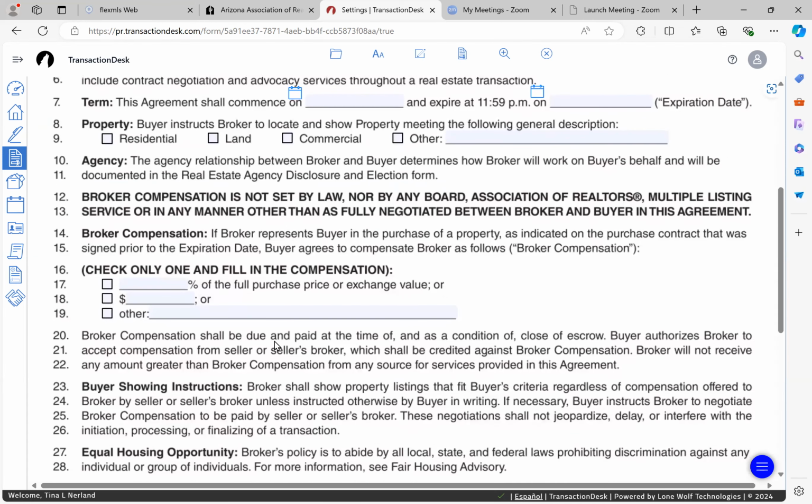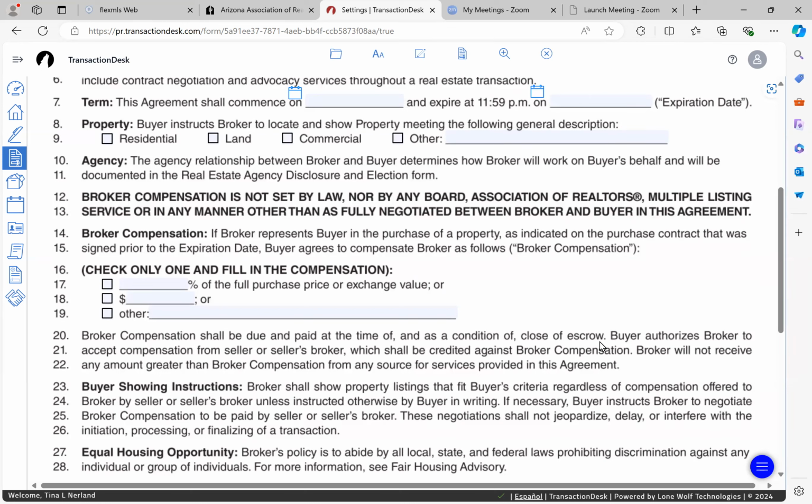Broker compensation shall be due and paid at the time of and as a condition of close of escrow. Buyer authorizes broker to accept compensation from seller or seller's broker, which shall be credited against broker compensation. Broker will not receive any amount greater than broker compensation from any source for services provided in this agreement. Buyer showing instructions: brokers shall show properties listings that fit buyer's criteria regardless of compensation offered to a broker by seller or seller's broker unless instructed otherwise by a buyer in writing.